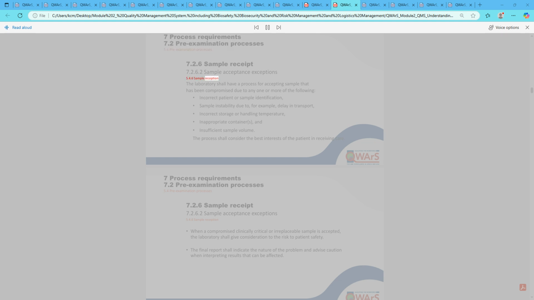5.4.6 Sample reception. Incorrect patient or sample identification, sample instability due to, for example, delay in transport, incorrect storage or handling temperature, inappropriate containers, and insufficient sample volume. 7 Process requirements, 7.2 Pre-examination processes, 5.4 Pre-examination processes.